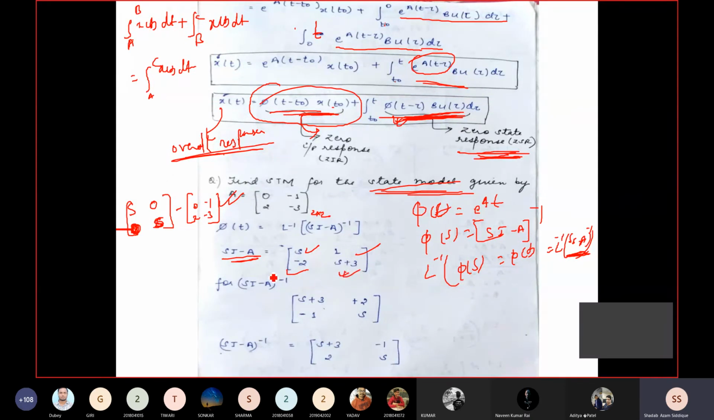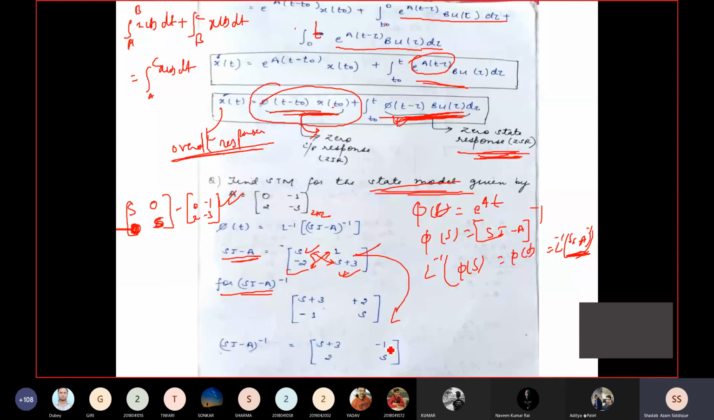So you just take the inverse of this. To have the Laplace inverse, first of all we'll find the adjoint, and after finding the adjoint, we'll take the determinant and divide by the determinant. For a 2 cross 2, you can directly find the inverse. You just interchange the diagonal elements and multiply the other two with a minus sign. So it is taken as s plus 3, s is interchanged, and a minus sign is multiplied here.